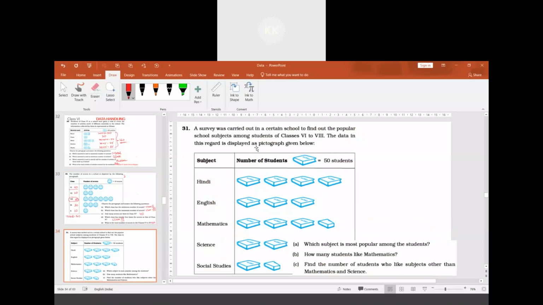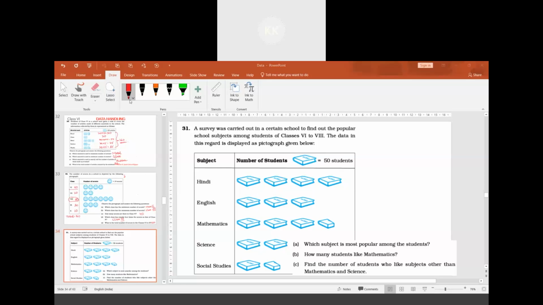Question number 31. A survey was carried out in a certain school to find out the popular school subjects among the students of class 6 to class 8th. The data in this regard is displayed as a pictograph. If one book indicates 50 students, these are the pictographs given here. For Hindi, how many are there?